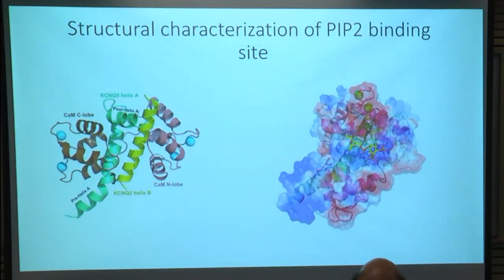And my project is to co-crystallize this activator, PIP2, with the C-terminus part of the ion channels, and to analyze the binding site of them. This is from our lab, and this is another structure, but this is a model of the PIP2, okay?